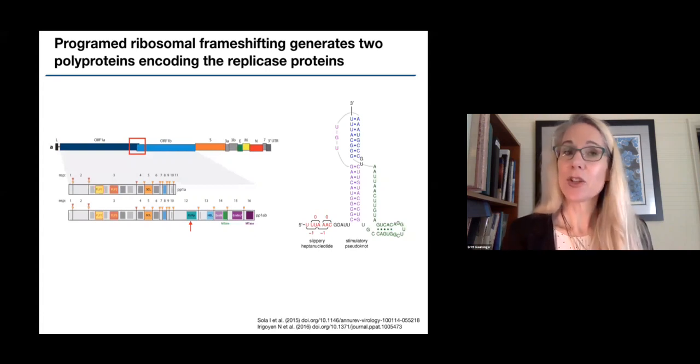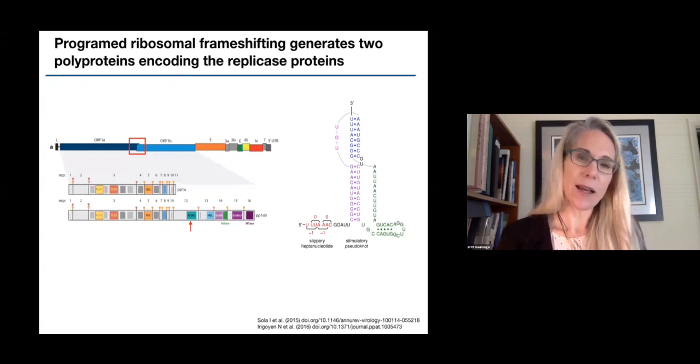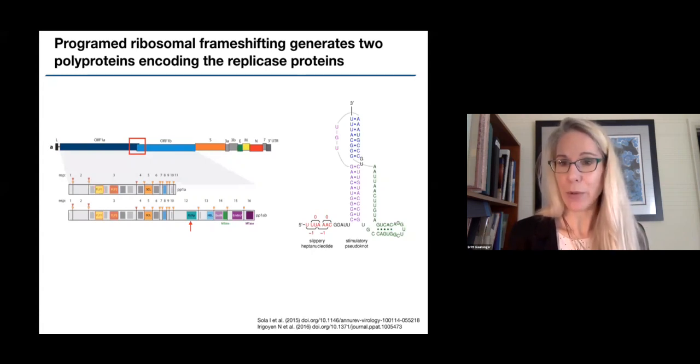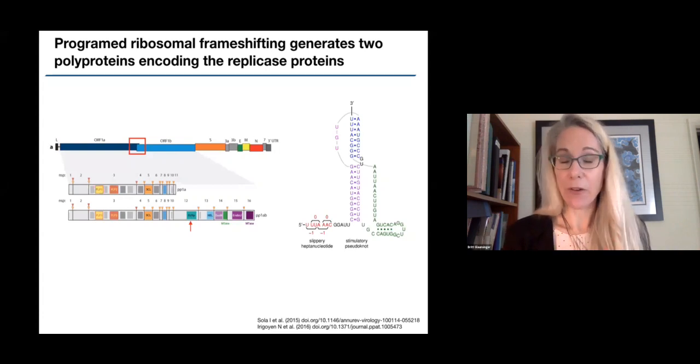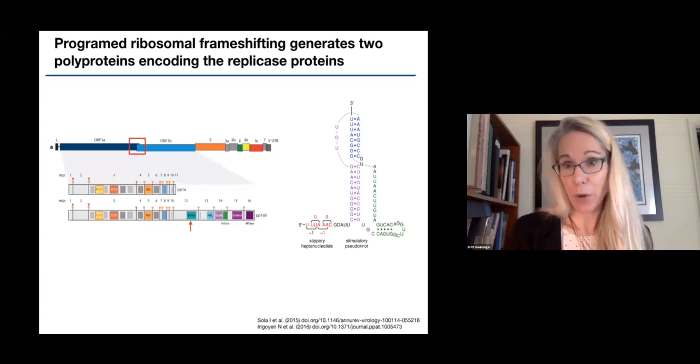So this is a strategy that actually allows the virus to fine-tune the protein levels that it needs. It needs less of the polymerase than it might need of other things like the proteases and things that are in the 5' portion of the open reading frame. And so by using this translational frame shifting, it can control to some extent the overall abundance, or stoichiometry, of the proteins that it will need to replicate its genome.